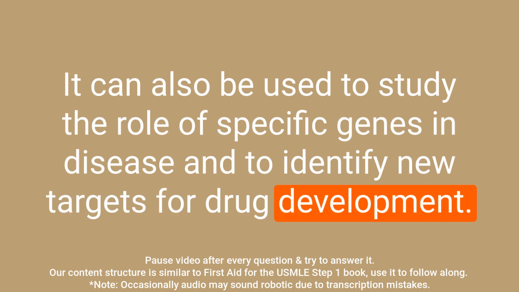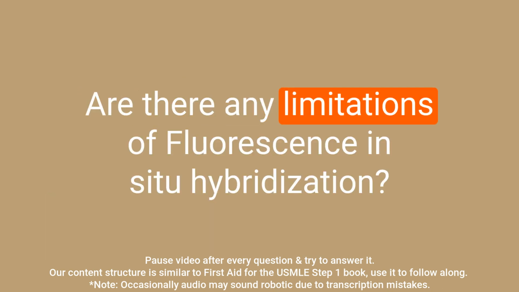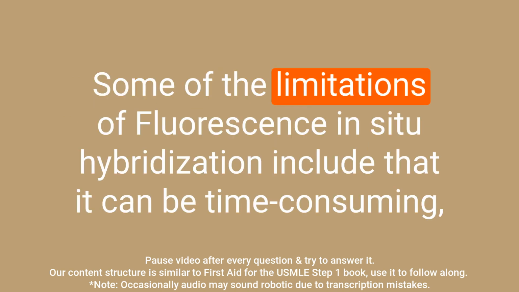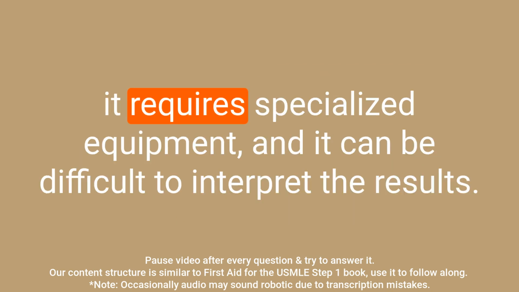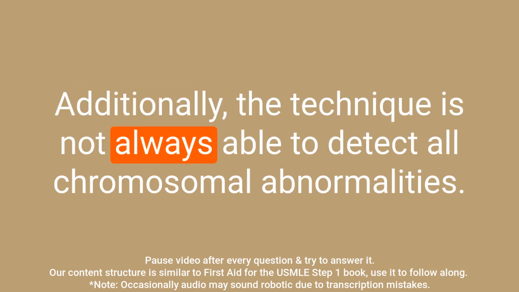Question: are there any limitations of fluorescence in situ hybridization? Answer: some of the limitations include that it can be time-consuming, it requires specialized equipment, and it can be difficult to interpret the results. Additionally, the technique is not always able to detect all chromosomal abnormalities.